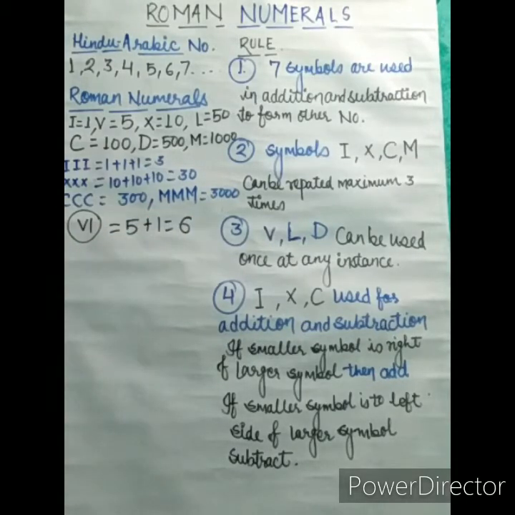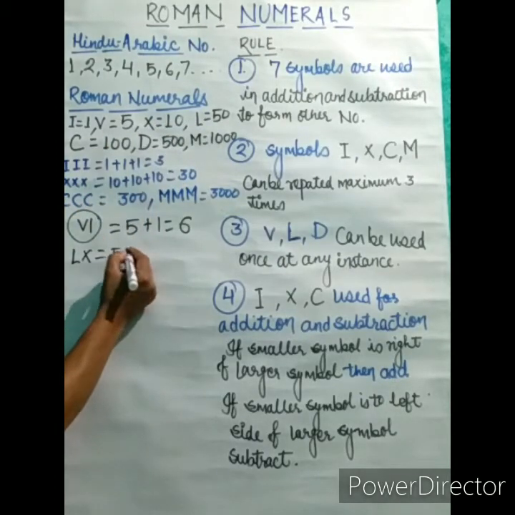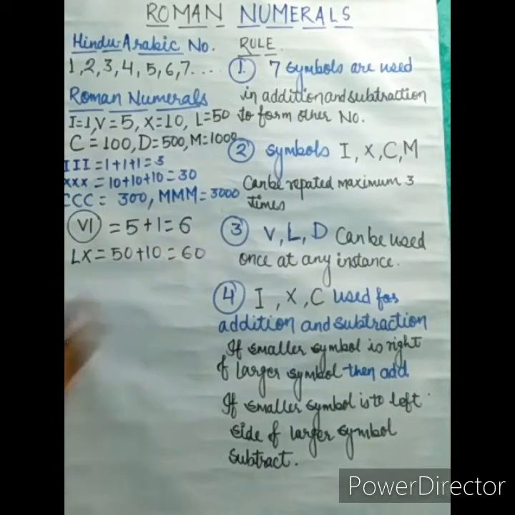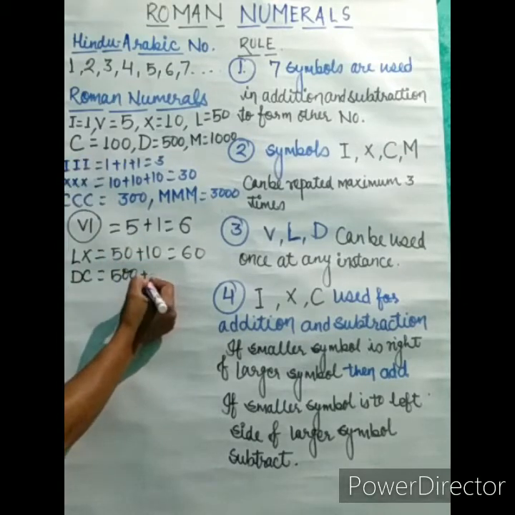Next, an example for L. For L we can take L and X. L, you know, is 50. 50 plus 10 is equal to 60. And one more, D. For D also you can write DC. D, you know, is 500 and C is 100.